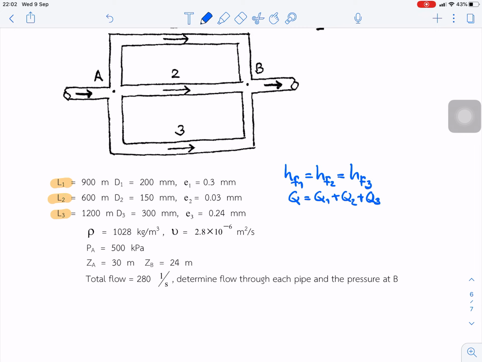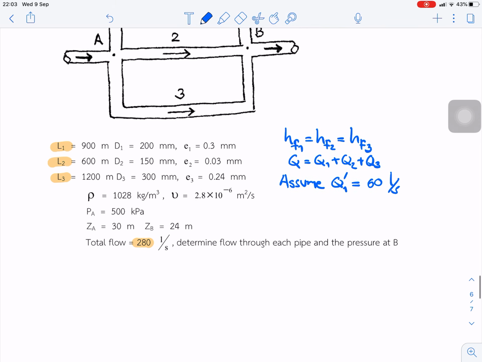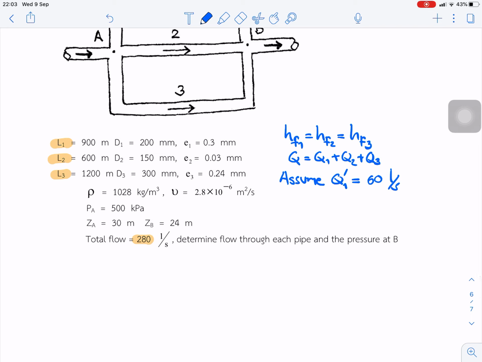Okay. And in this case, we don't know what Q1, Q2, and Q3 are, so we have to assume. Let's say Q1 prime, the total is 280, so we assume like 60. When we assume the Q1 prime, we can estimate V1 prime and Reynolds number and f1, and then finally we can estimate the head loss.